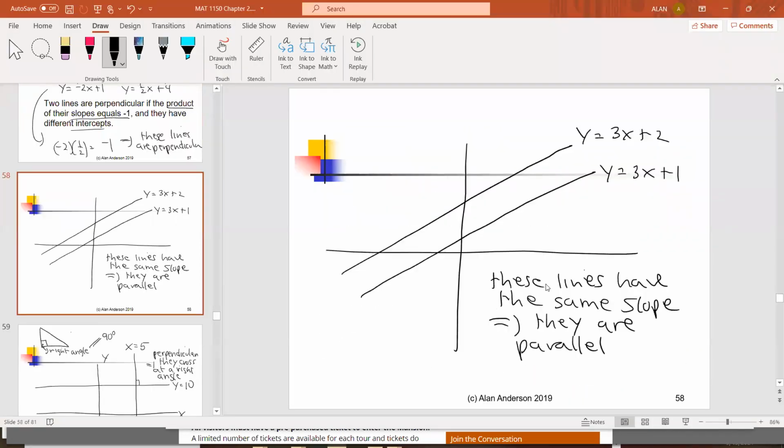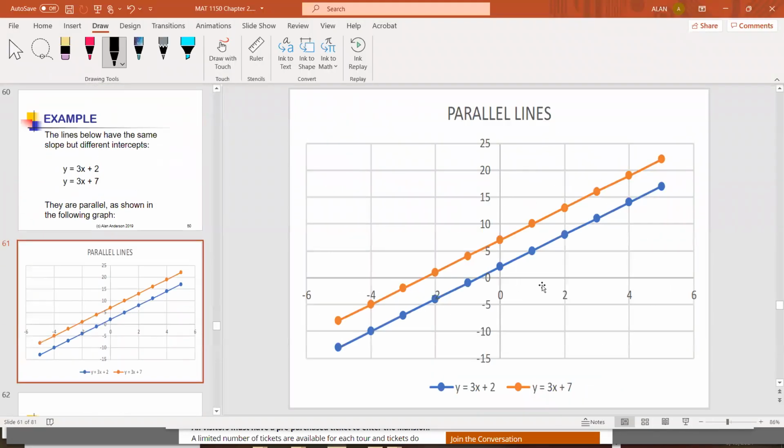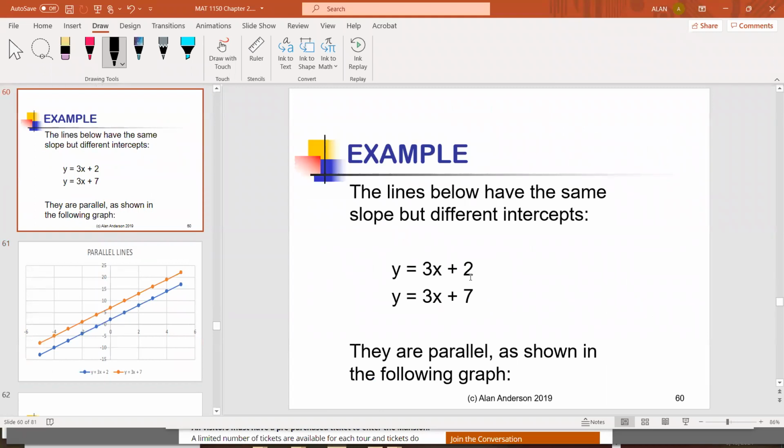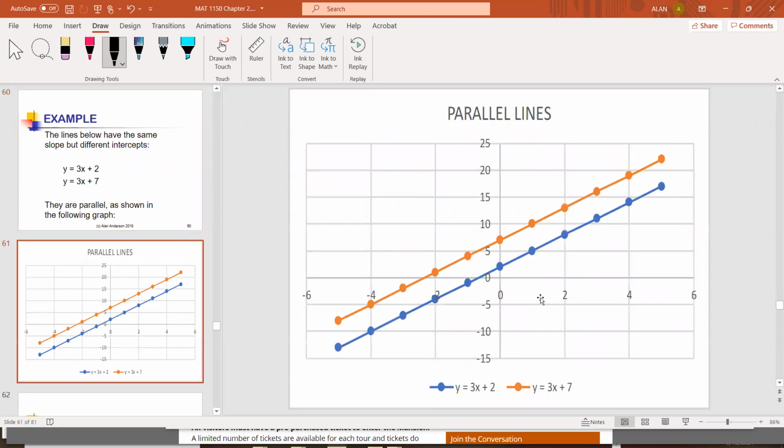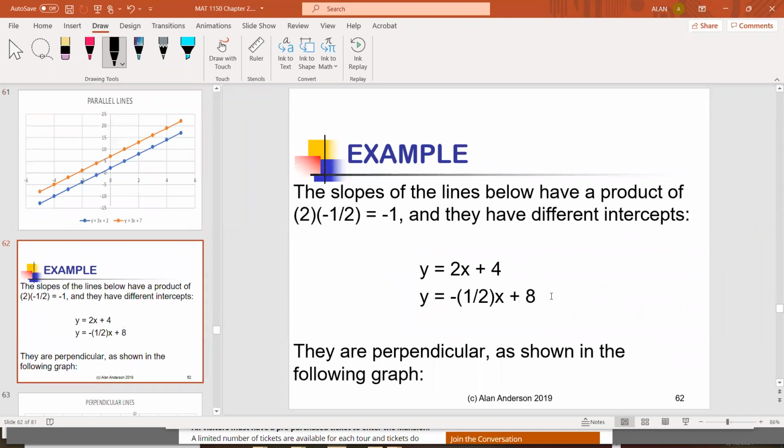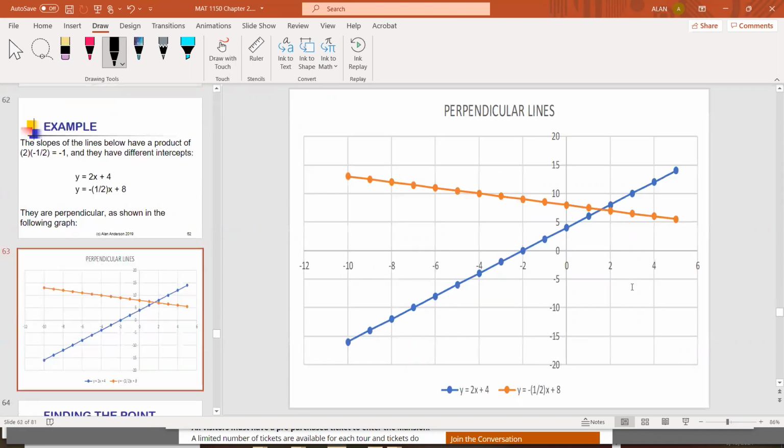All right, so that's what we mean by parallel and perpendicular. Here's another example of two parallel lines. You can tell because they have the same slope but a different intercept, which I did in Excel. And you can see these two clearly are perpendicular because 2 times -1/2, as we've already seen, is -1. And this is the graph.